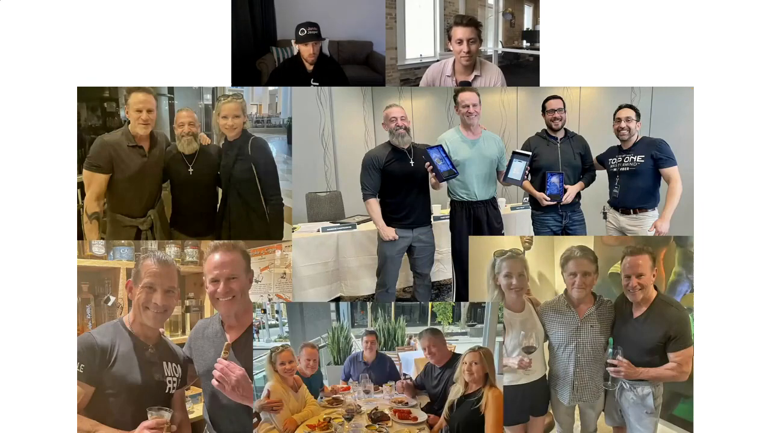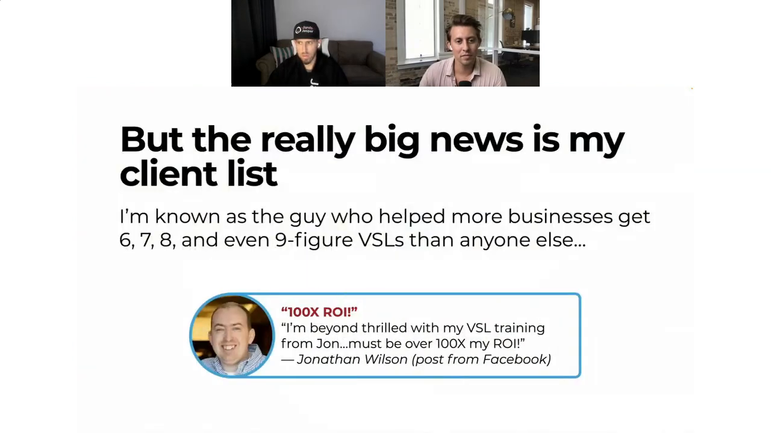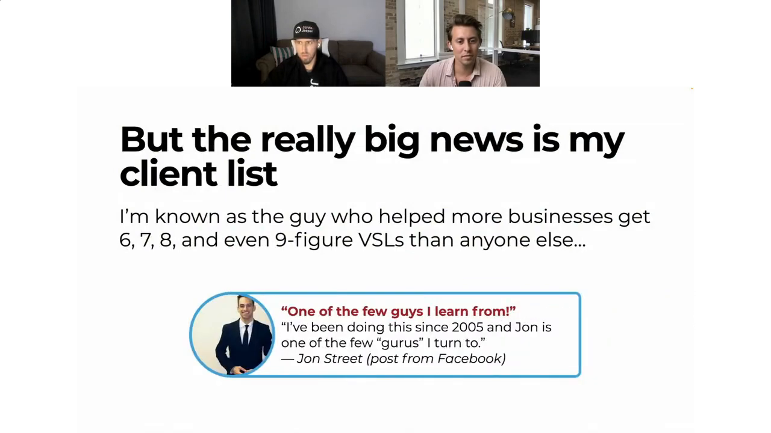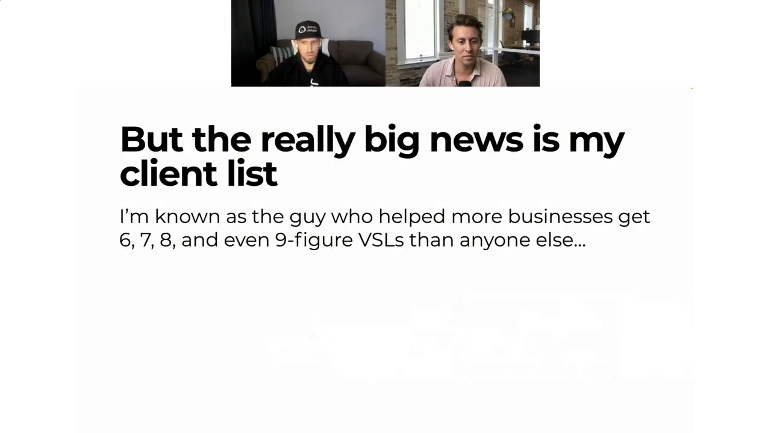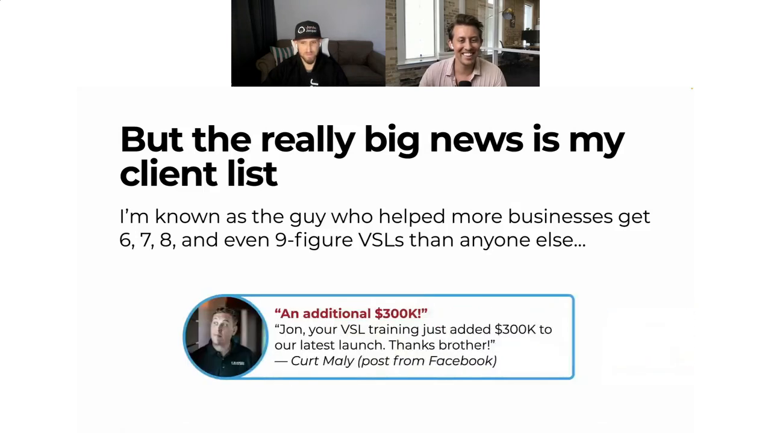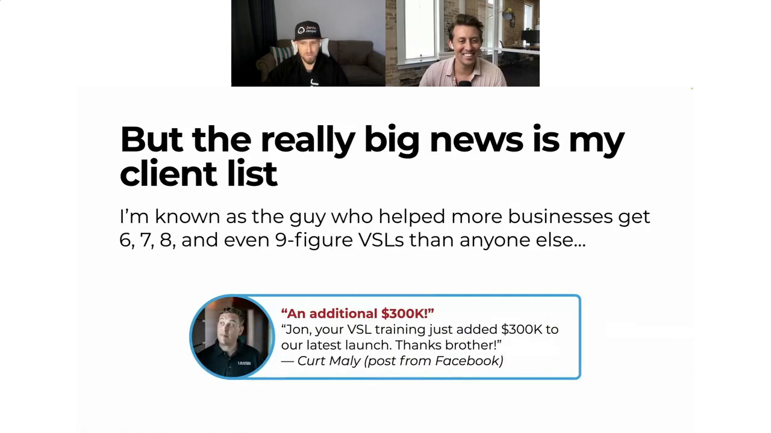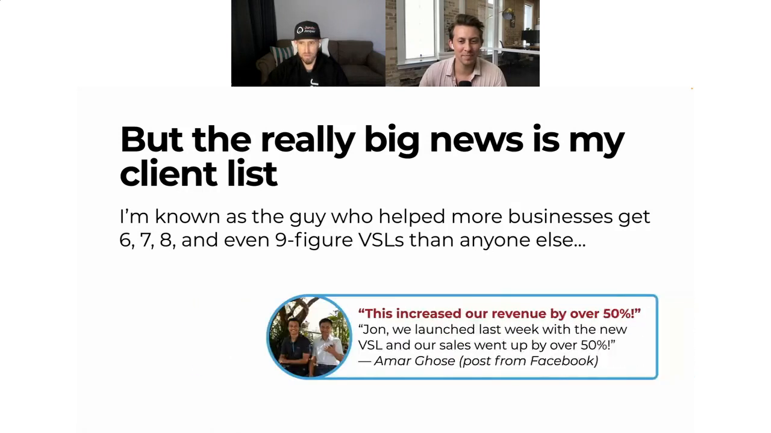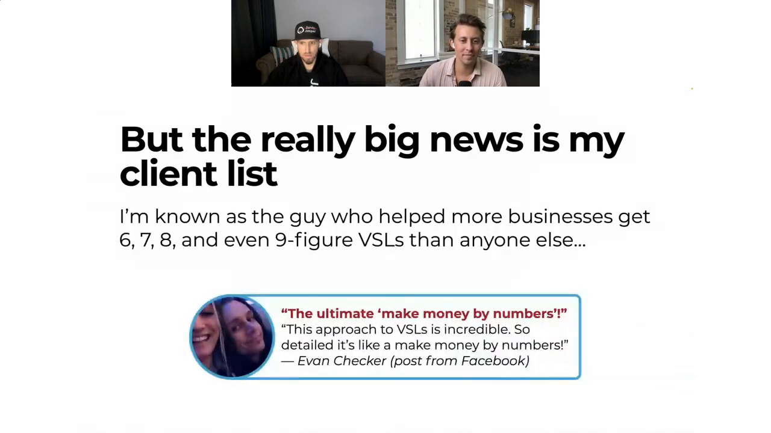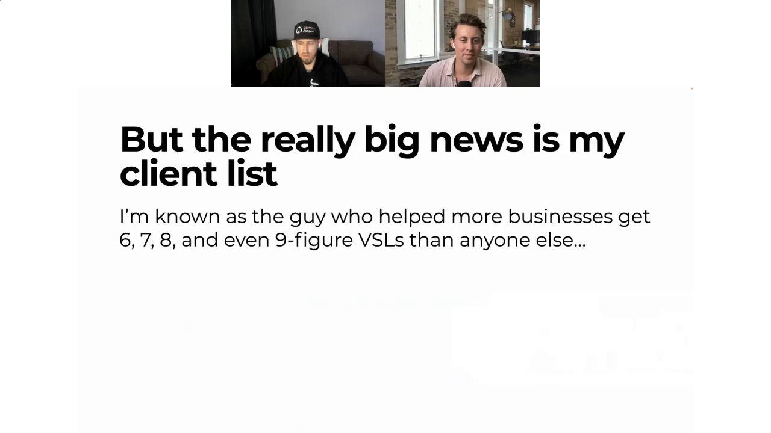And so we go around the world doing this. And it's not just people that I sell to. These are friends. These are people that we've all helped make each other money. And I want to help you do the same. But the really big news is my client list. 100 times ROI already off this. One of the few guys I learned from, John Street. I used to even sell my car, which I think is hilarious. It's true. Eddie sold his car with it. My friend Kurt got $300,000 additional just from his Facebook campaigns. This increased revenue by 50% to this guy's sales. Look at this. Approach to VSL is so incredible. It detailed like no other business, no other course, in helping him make money.